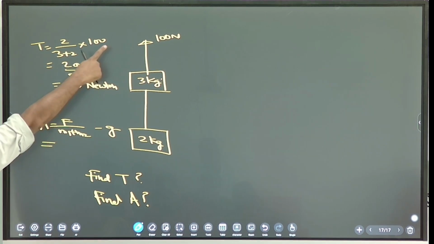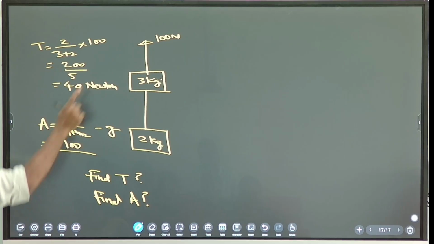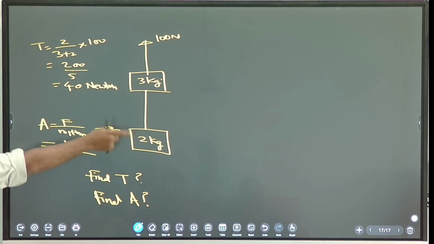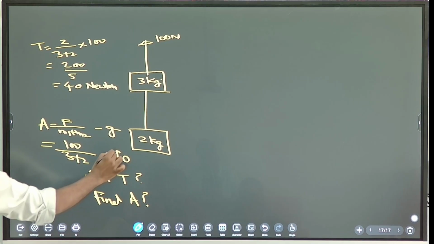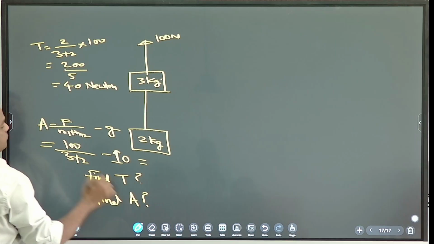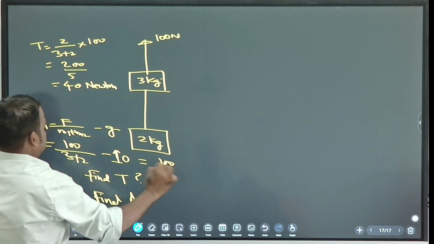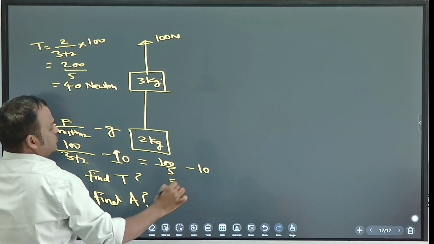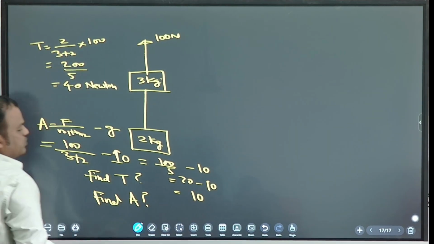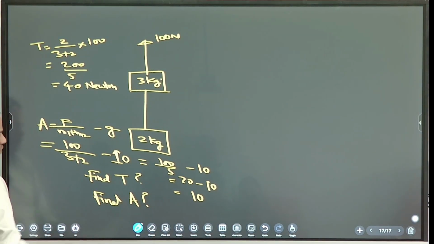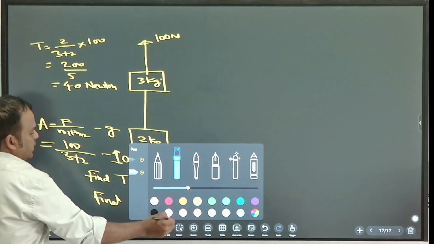So F by M1 plus M2, minus g, which is 10. 100 by 5 minus 10. 20 minus 10 is 10. So acceleration is 10. Okay, clear?